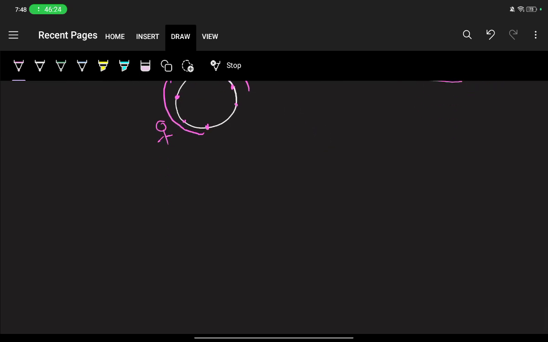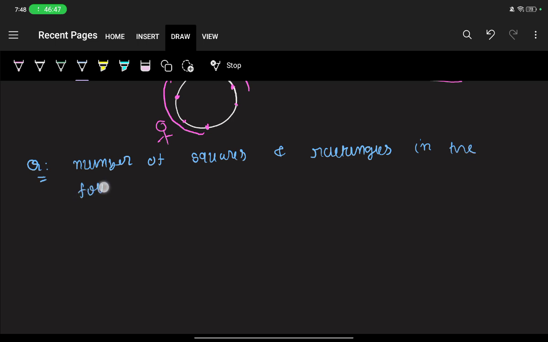So let's take an example. It's a very famous example. Find the number of squares and rectangles in the following figure. So in this figure, you need to find the total number of squares and rectangles. Can you do that?